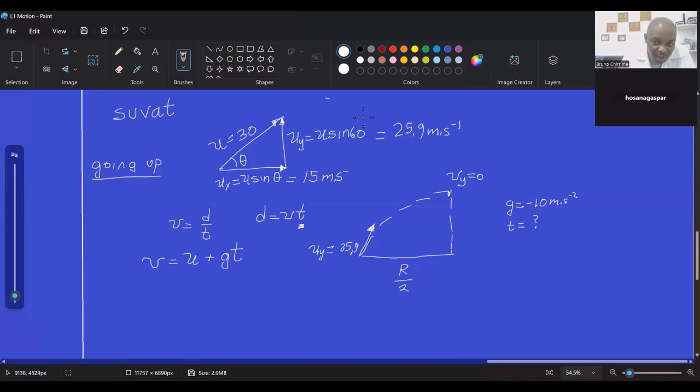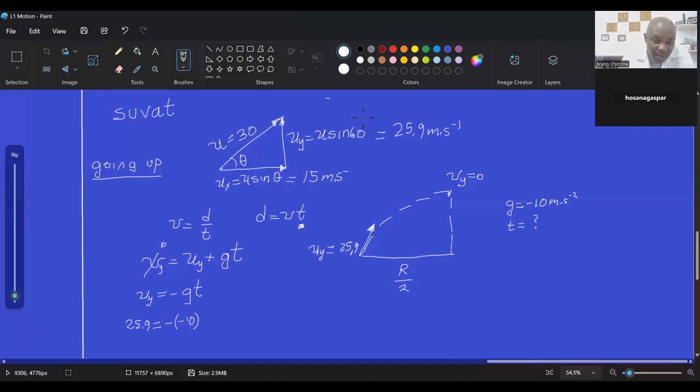So therefore, here we know that vy is equal to uy plus gt. Now, we've just said that vy is 0. Therefore, we'll have that uy, the initial velocity, will be equal to minus gt, as we put the gt on the other side of the equation. And when we plug in the data, minus 10 times time. Okay, so uy is what? Uy is 25.9.